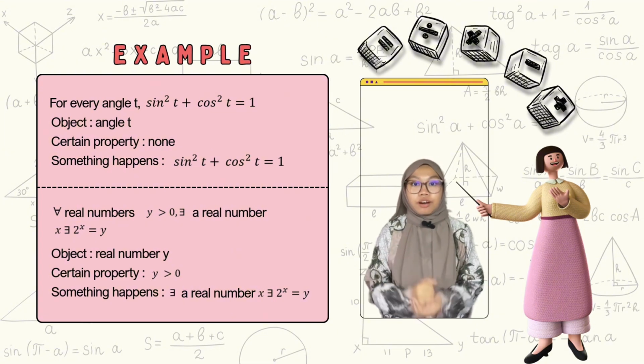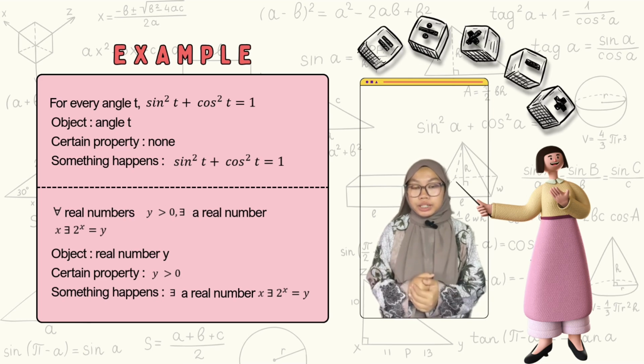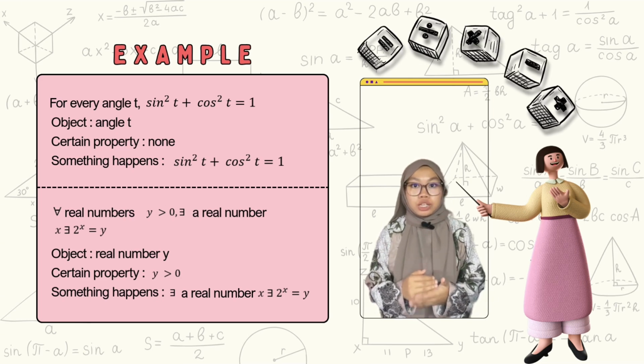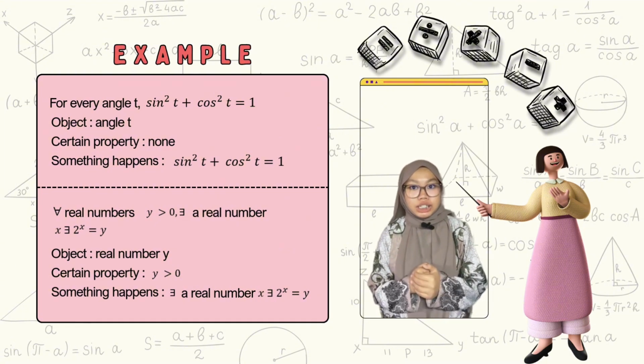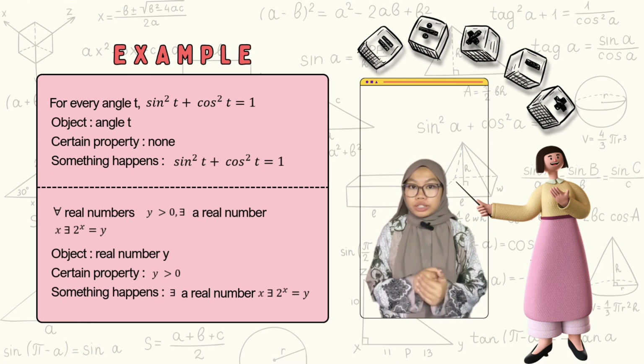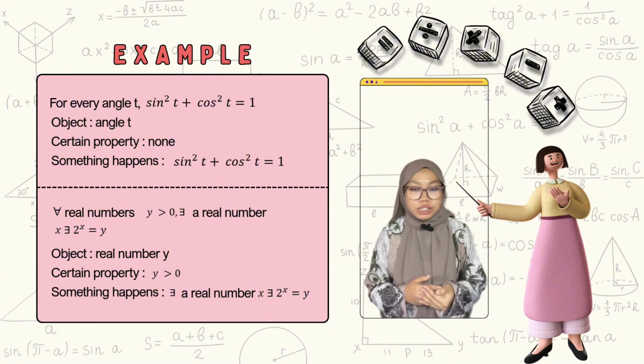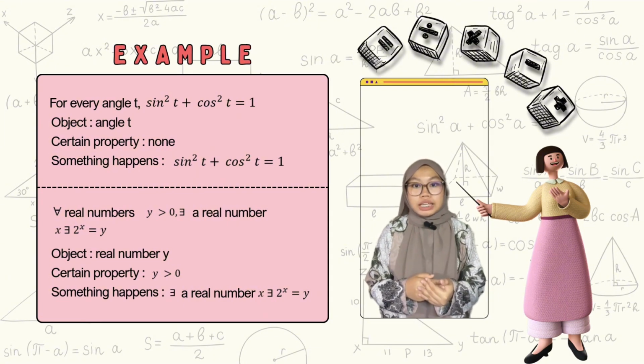Second example: for all real numbers y that are greater than 0, there exists a real number x such that 2 to the power of x is equal to y. The object here is the real number y. The condition is that y must be greater than 0. What happens is that there exists a real number x where 2 to the power of x gives y. This means that every positive real number can be written as a power of 2.